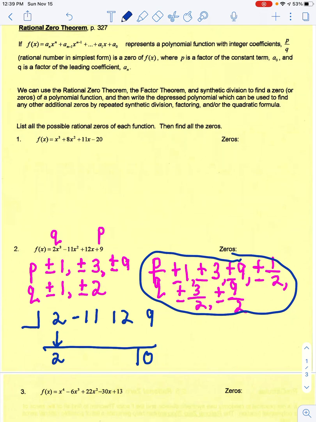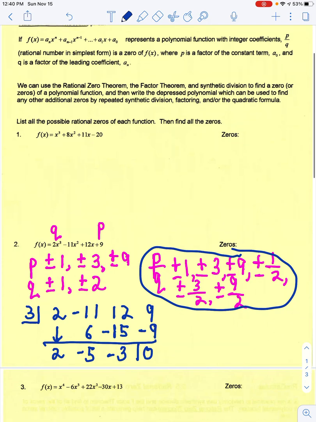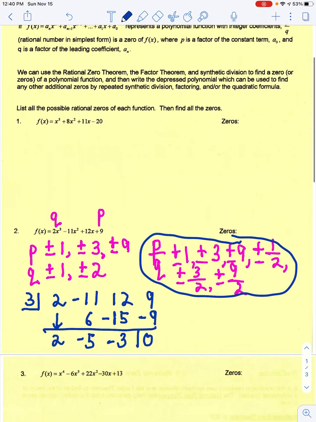And I happen to know that +3 works, so I'm going to go with 3. And 3 times 2 is 6. When I add, that's -5. That gives me 15, which is somewhere I missed something. Oh, no. Oh, -15. That's -3. And then this would be -9.